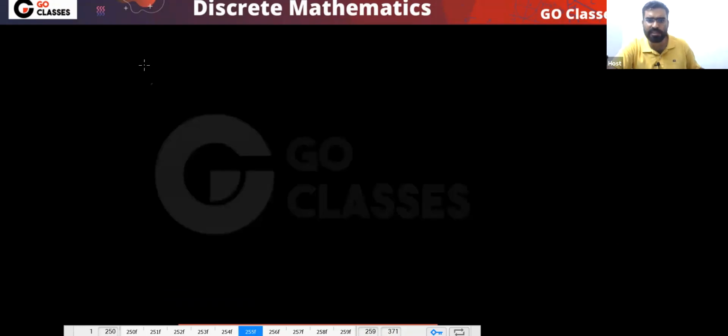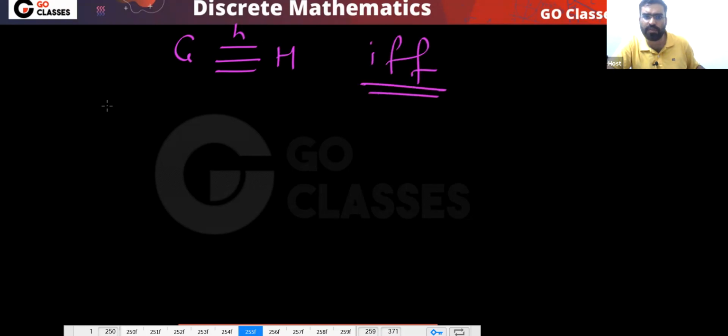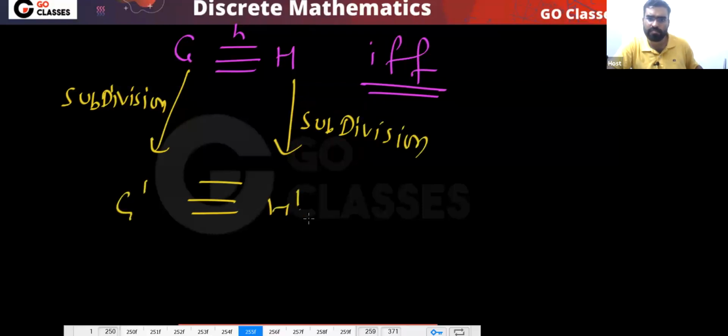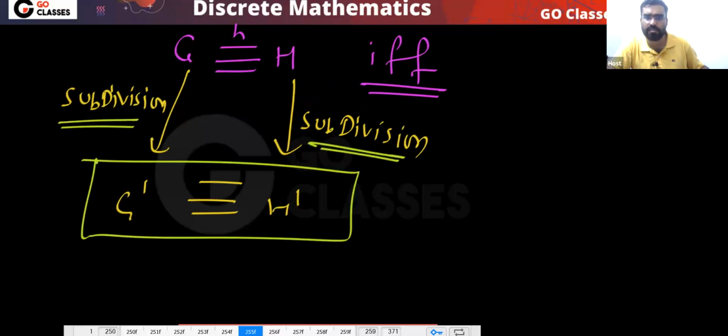Yes, you can change in both the graphs. Kusal, see the definition of homeomorphic. G is homeomorphic to H if and only if some subdivision of G is isomorphic to some subdivision of H. Is this clear? Some subdivision of G is isomorphic to some subdivision of H.